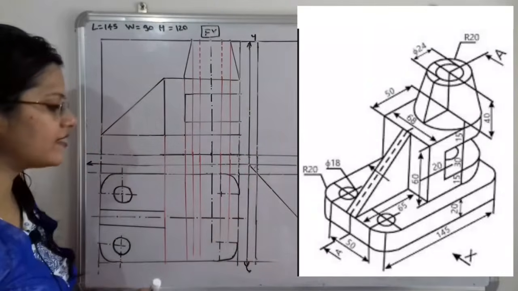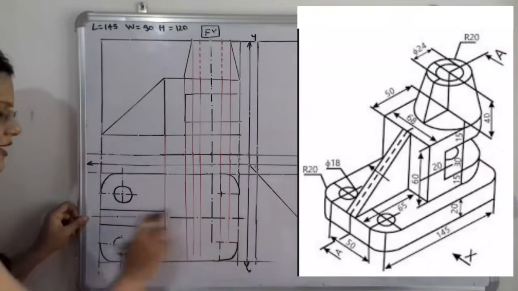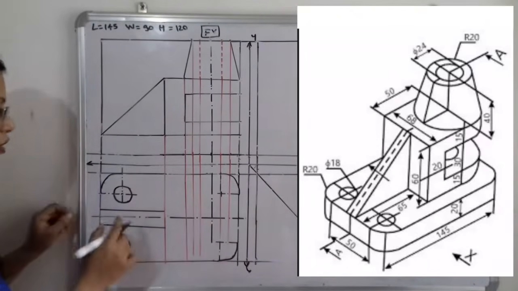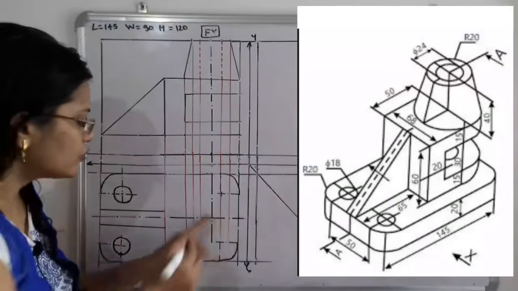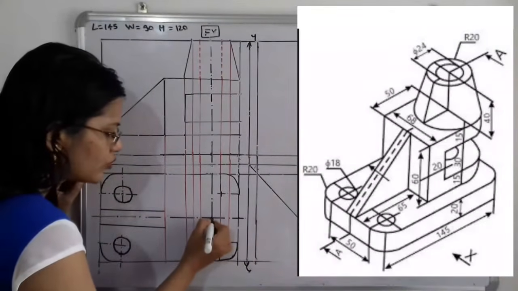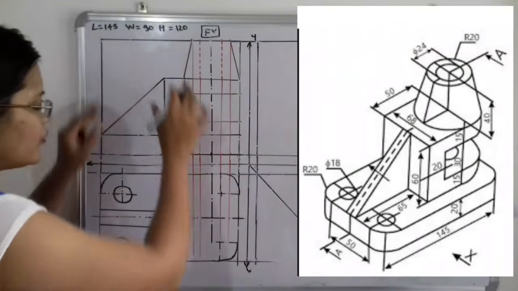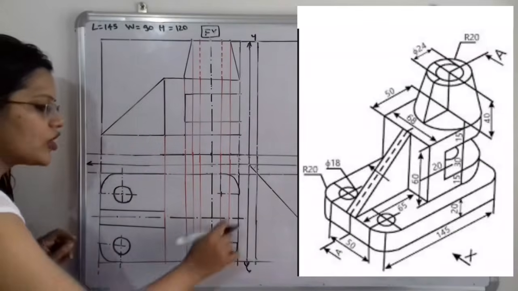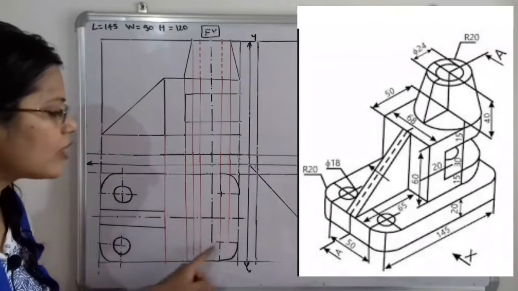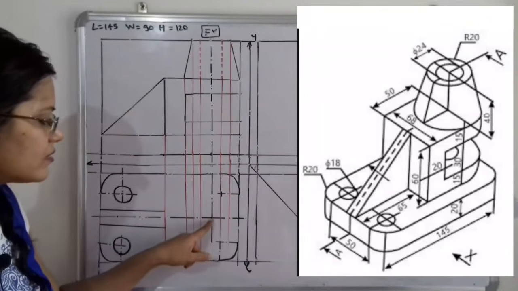Now what is the center? This middle line is also the center line that is passing through the center of the circle. We have drawn it here in the form of dash and dot. The intersection of these two lines, the vertical line coming from the front view and here the horizontal line, is the center for all the circles. So we have to complete the circles by taking this point as the center.